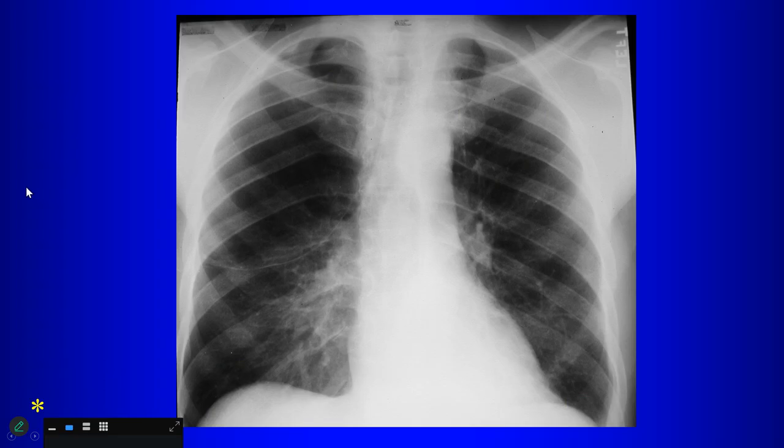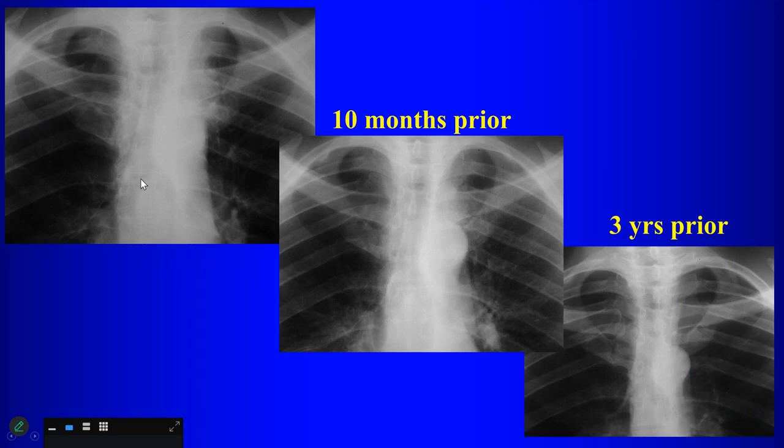This guy, did we see anything? We have one vote for hilum, one vote for AP window. Anything else? Well, pull out the old films. And what's the problem? Where? Right paratracheal?